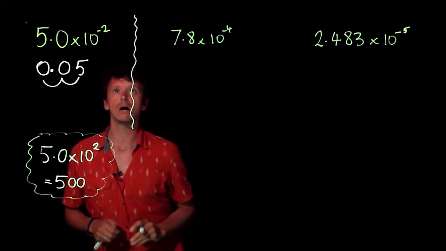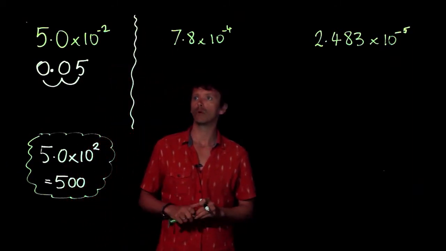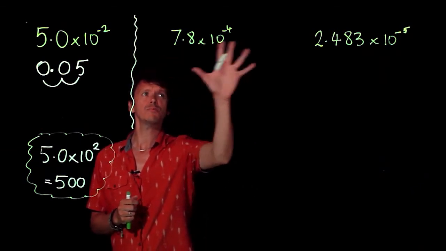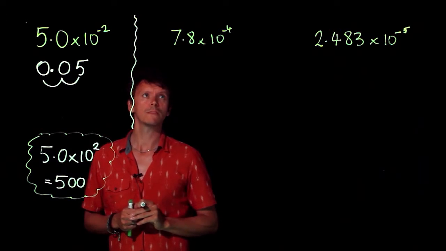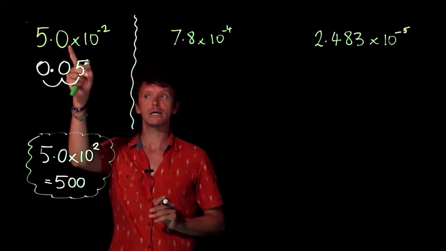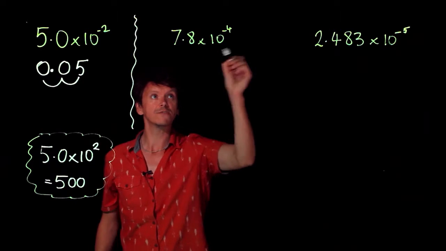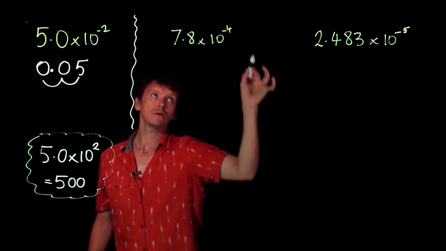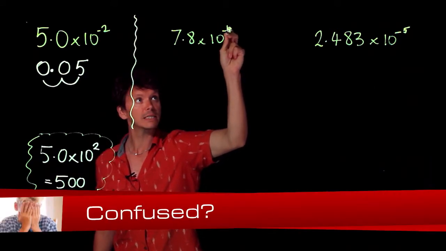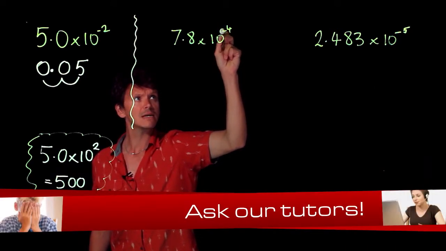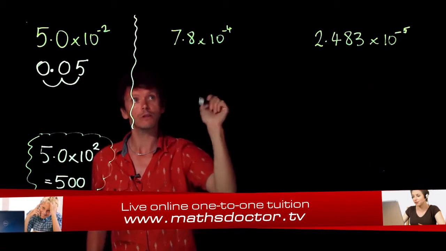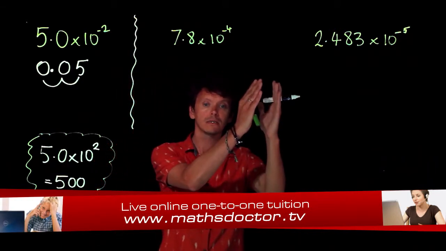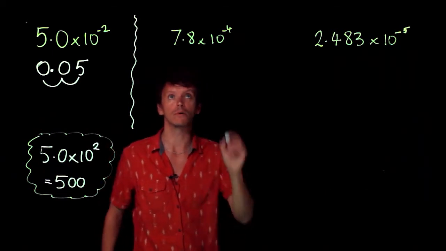Let's have a look at a couple more examples. They're only sort of marginally more difficult, but not really. It's exactly the same process. 7.8 times by 10 to the minus 4. We know from what we've done here that the effect of multiplying by a power of 10 is it's going to shift the digits. We know it's going to move them 4 places, and the negative in front of the 4 means it's going to move it 4 places to the right in order to create a smaller number than 7.8.